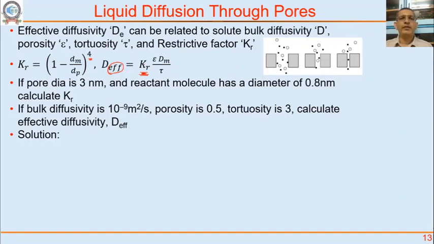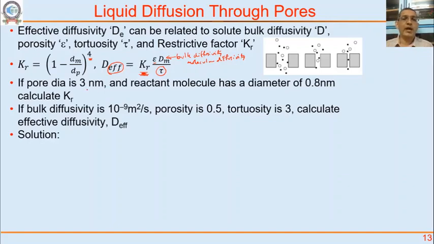So the effective diffusivity is Kr into porosity divided by tortuosity, into molecular diffusivity or bulk diffusivity. So you will see that if porosity is 1, so everything is occupied by pore, bulk diffusivity and effective diffusivity will be same. If tortuosity is high, effective diffusivity is less. Molecules take a tortuous path. That's why effective diffusivity is less.